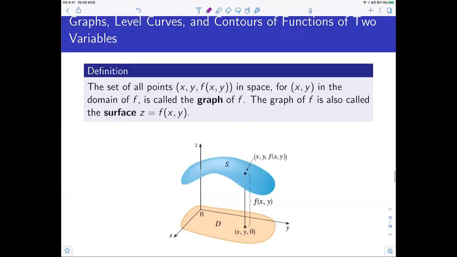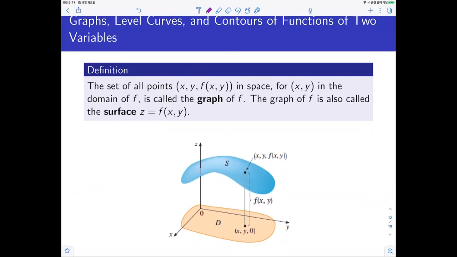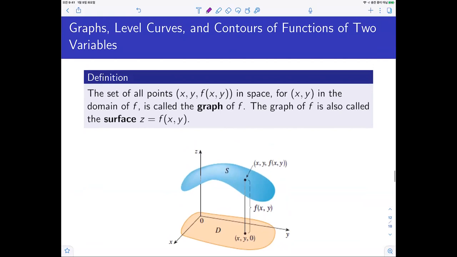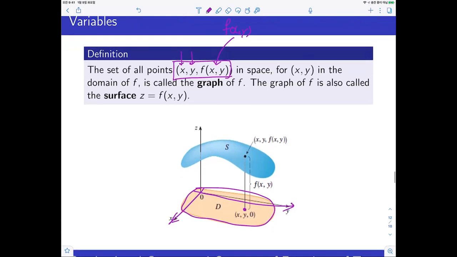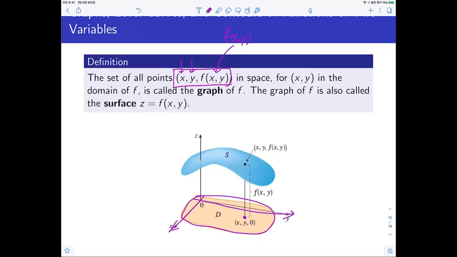For example, this is the definition of the graph. When a function of two variables is given, then we can extend this x and y, and we put (x, y) and f(x, y) in the z to obtain this graph. This plane is the xy plane, and this D is the domain defined on the xy plane. So we can choose a point on D, then the corresponding point on the graph is (x, y, f(x, y)).